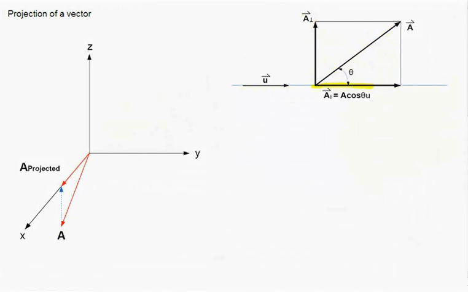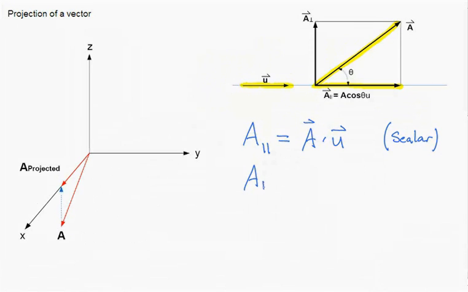To find the projection that you're interested in, you use the formula A projected is equal to A dot U. A is a vector, and it's the vector that you're interested in. U is also a vector, but it's a unit vector in the direction of the projection that you're interested in. Note that this will find you a scalar or a magnitude of the projection that you're interested in.